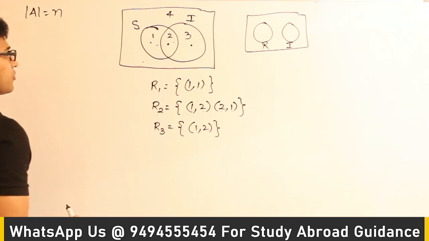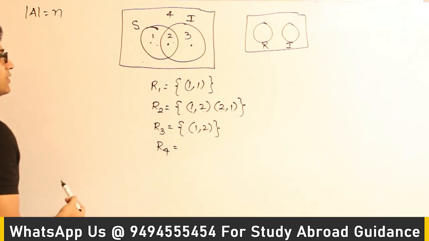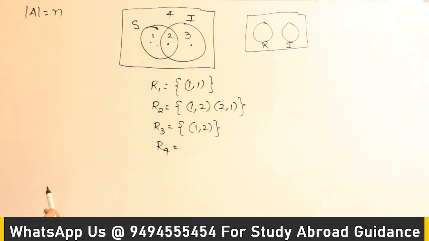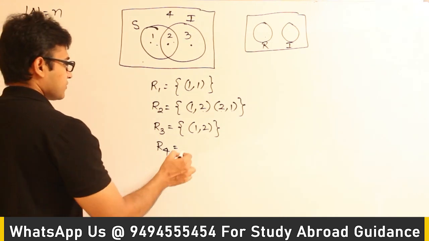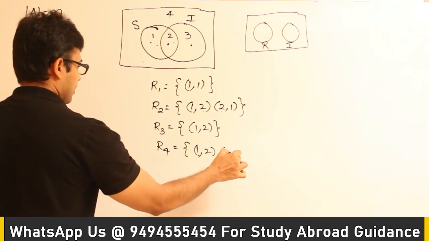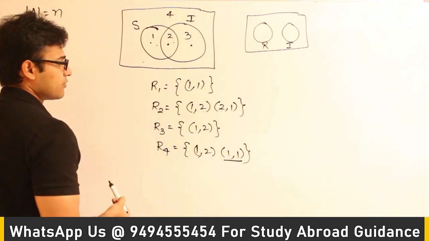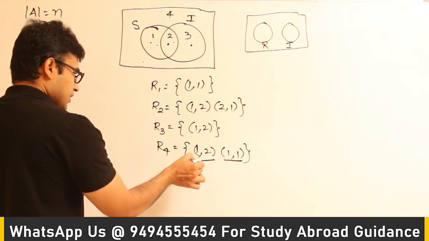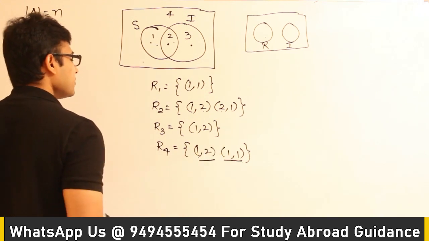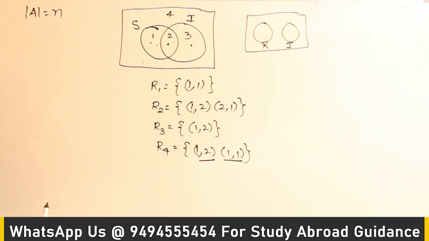Right. Now what about region 4? Will there be any relations which are not symmetric and not irreflexive? Now if I write 1 comma 2, 1 comma 1, because of this element it is not irreflexive, and because of the element 1 comma 2 and the absence of the element 2 comma 1, it is not symmetric. Therefore R4 is also justifiable. So whatever diagram we assumed is right.